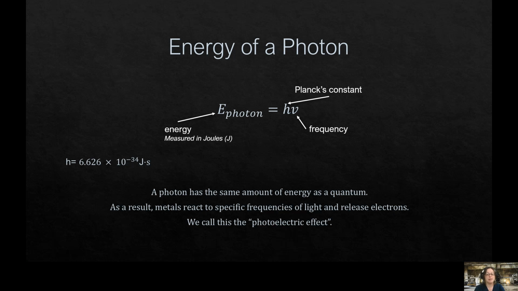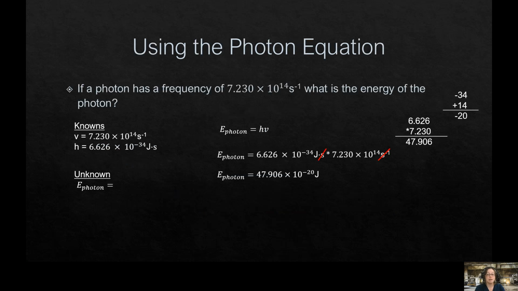So how exactly are we going to use these? Well, one way that you can use this is you can use this to figure out what the energy of a photon is and whether or not that energy is going to meet the requirements to release an electron from a specific substance. So if a photon has a frequency of 7.230 times 10 to the power 14 hertz, what is the energy of the photon? Remember, seconds to the negative first power means hertz.